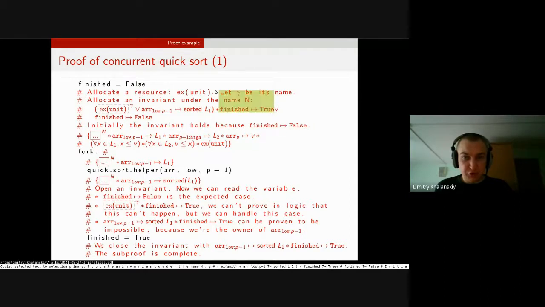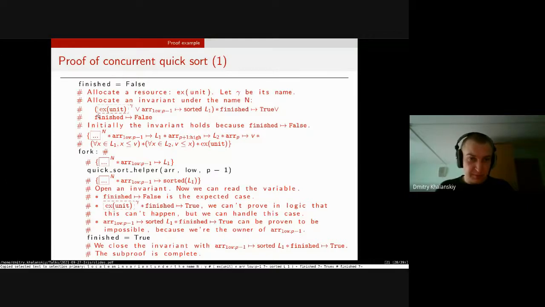that can be true for two reasons. One reason could be this elaborate statement. The other possibility for why this invariant holds is that the finished variable contains false. Initially, this invariant holds specifically because the finished variable contains false. What about this part? This part claims that if the finished variable contains true, then one of two things must be true.